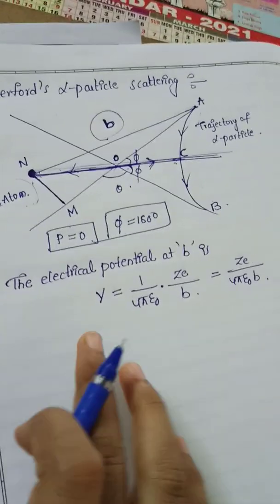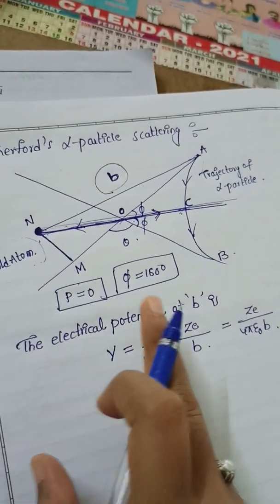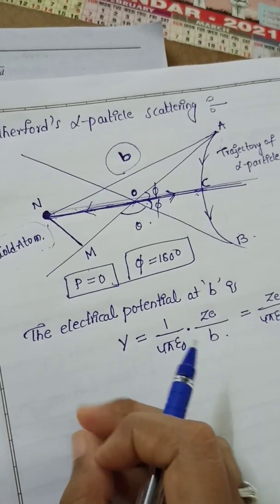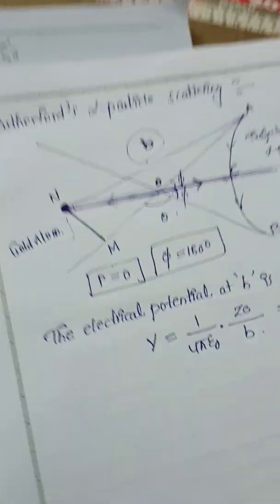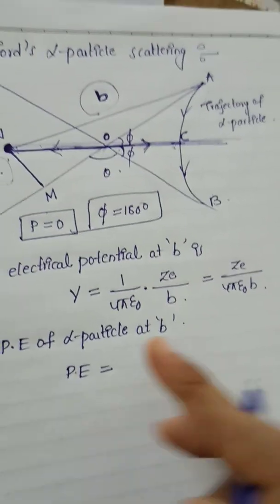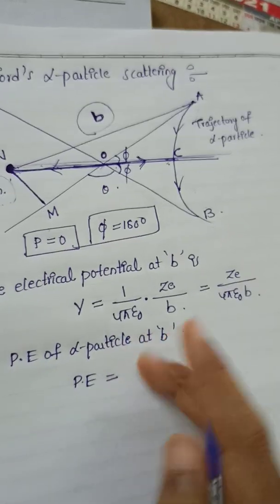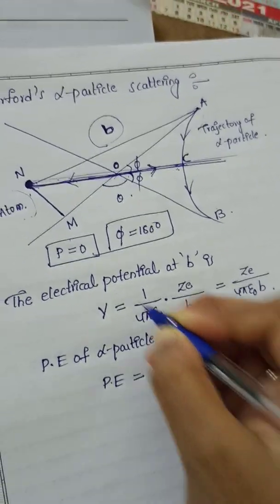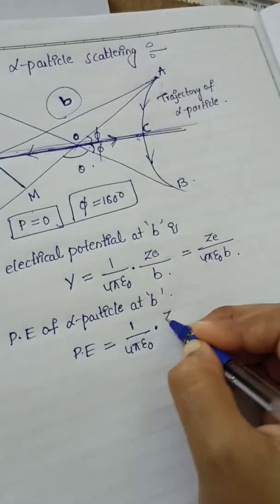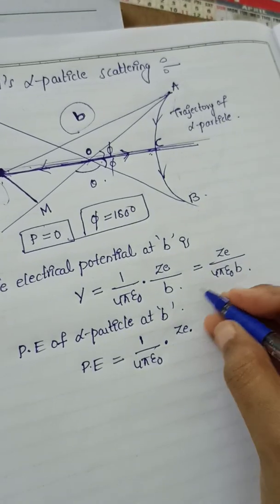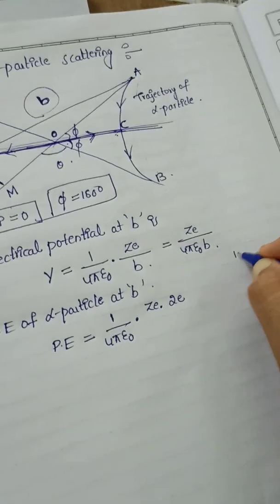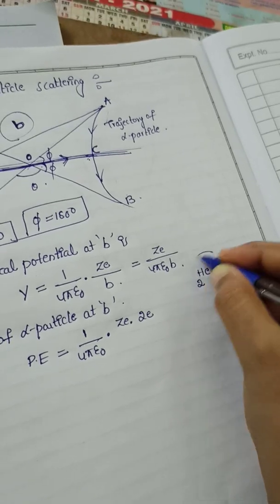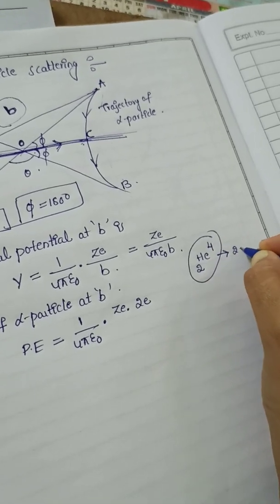Now the potential energy. I have already calculated the electric potential at B. Now I want to calculate the potential energy of the alpha particle at B. What is the potential energy? It is denoted by 1 by 4 pi epsilon naught into the helium nucleus charge Ze and the alpha particle charge 2e, because an alpha particle is simply a helium nucleus, consisting of 2 protons and 2 neutrons, which is completely the charge of 2e.